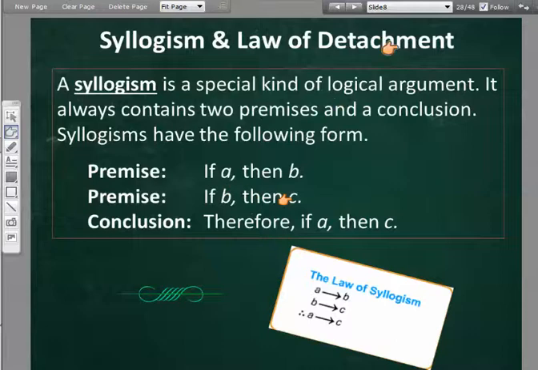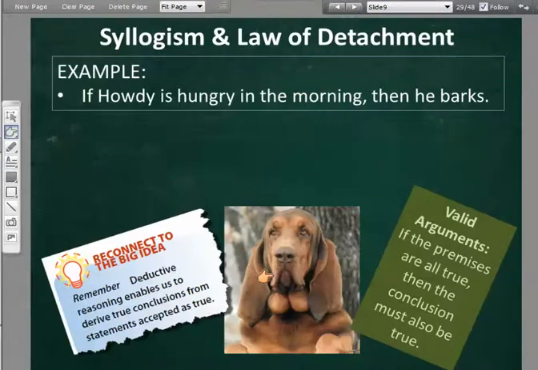I'm going to give you an example. This is our dog Howdy. He's a bloodhound and we love him very much. Now then, here's a syllogism. If Howdy is hungry in the morning, then he barks. Howdy is hungry in the morning is going to be your A. He barks is going to be your B.